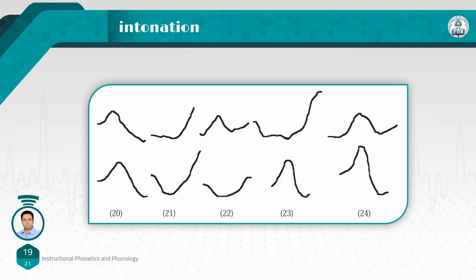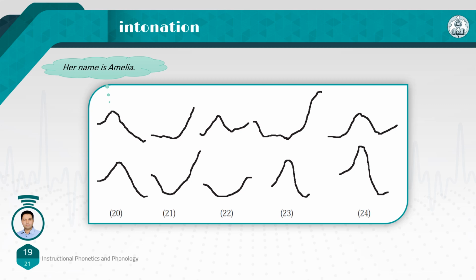We can sum up many differences in intonation by referring to the different ways in which a name can be said, particularly if the name is long enough to show the pitch curve reasonably fully. Curves 20 through 24 show different pronunciations of the name Amelia. Number 20 is a simple statement, equivalent to, her name is Amelia. Now, listen to this example. Number 20. Amelia. Amelia.